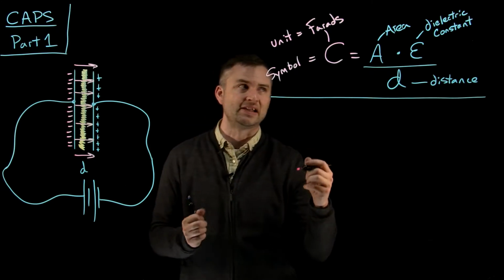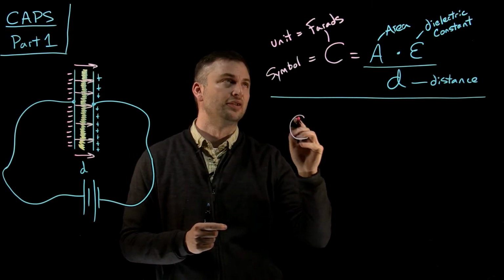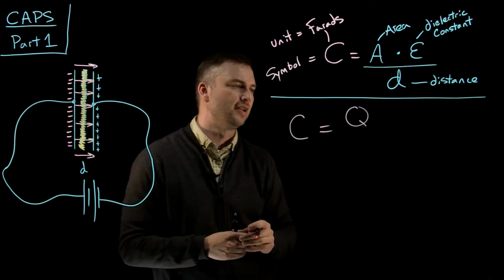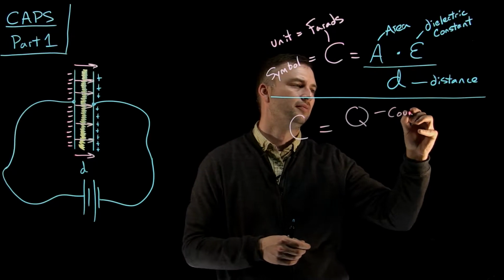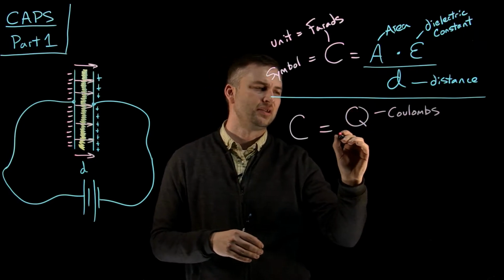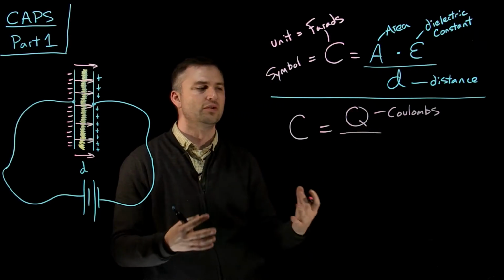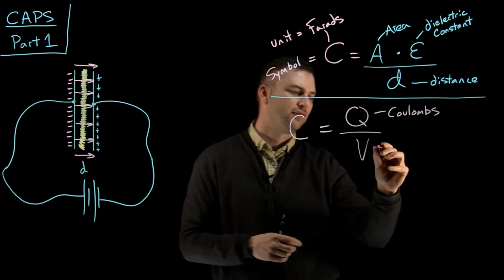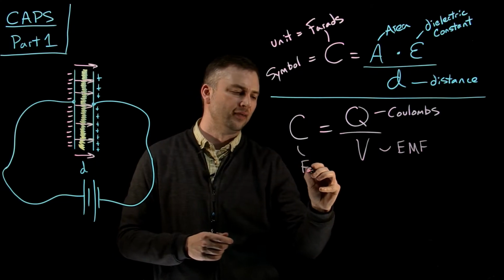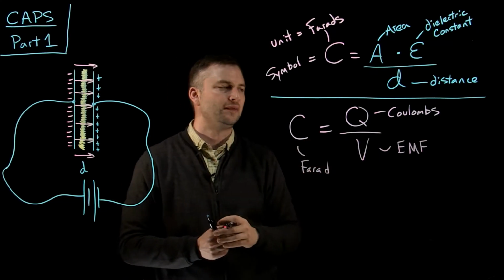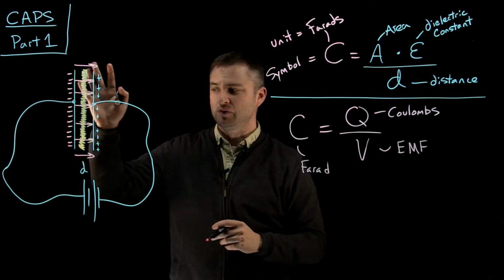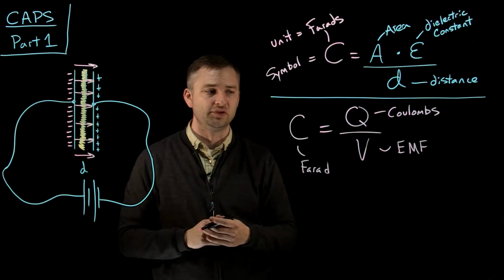But we can look at capacitance a little bit differently. Capacitance, which of course is measured in farads, can be defined as the amount of charge that we put on it, measured in coulombs, a given number of electrons, for the amount of force that we have to apply to it, or the voltage, which is the electromotive force. So if we have 1 coulomb of charge stored on our plates when we apply only 1 volt of EMF, that would be a capacitor that has 1 farad.